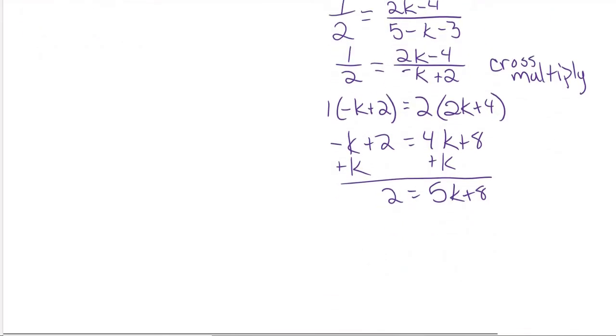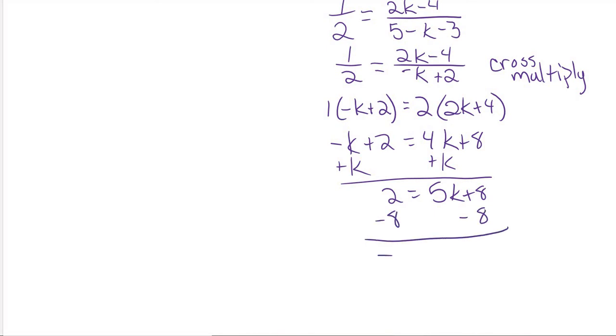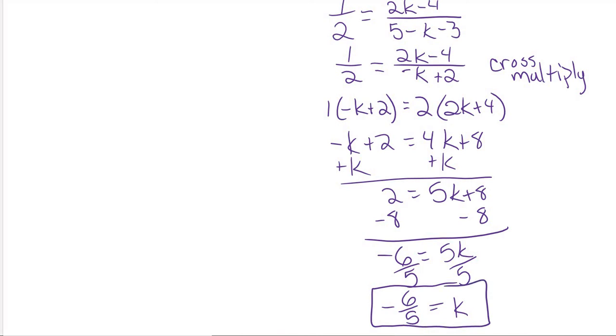And we're going to get a fraction for this answer, but that's okay. And we are done. K equals negative 6/5. And you can leave this as an improper fraction. So that's our review of slope. I hope this helped.